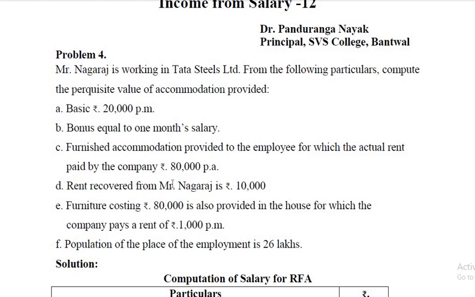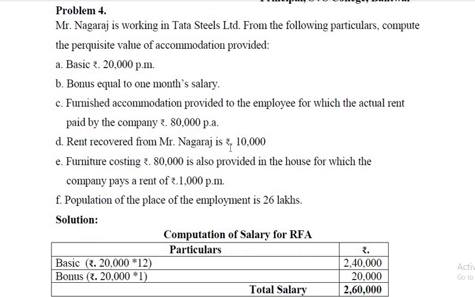Then rent recovered from Mr. Nagaraj. So that means here it is not rent-free accommodation. It is concessional accommodation. So 10,000 is recovered from Nagaraj. Therefore, the accommodation is not totally free. It is partially free. In other words, it's not rent-free, rather concessional accommodation.